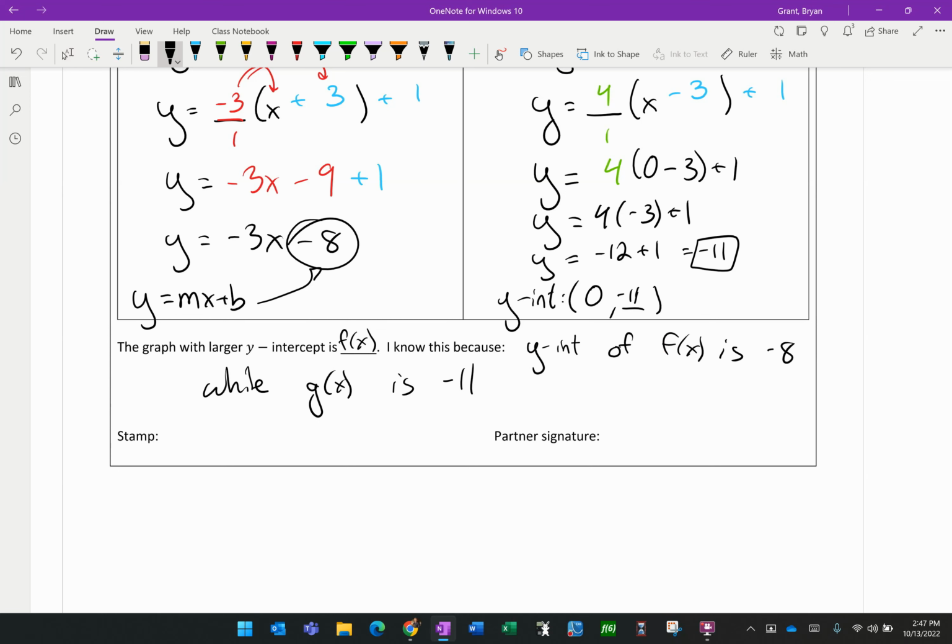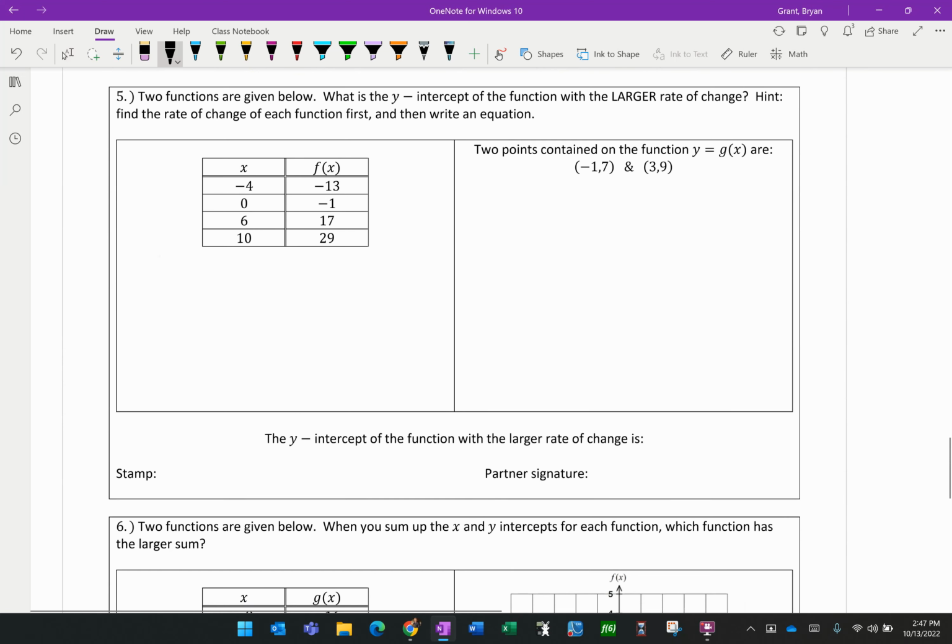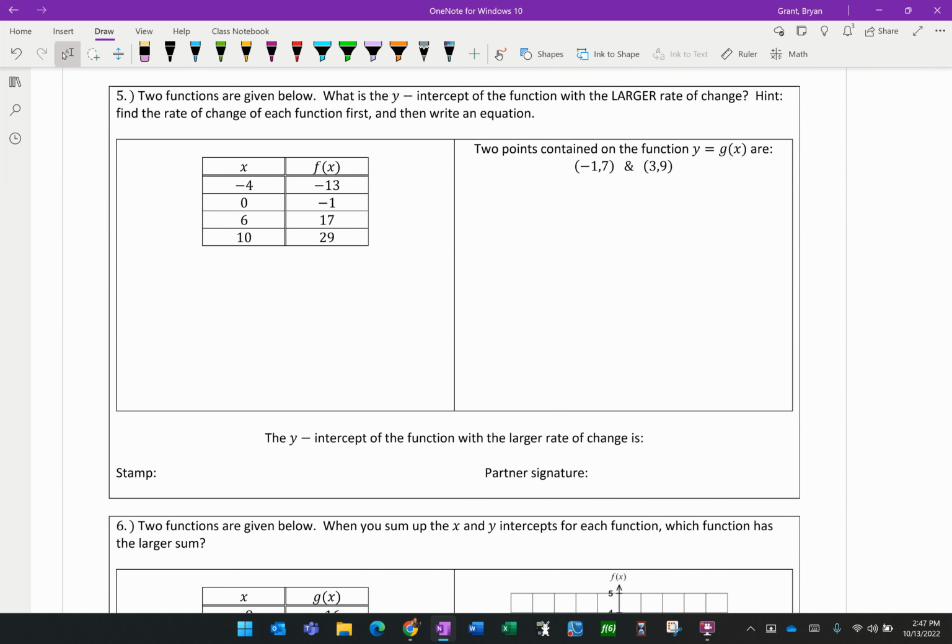Okay, at this point, you guys have 2 problems to go. Hopefully this hasn't been too terrible. So go ahead, find that next partner. This one is quite tricky. You're going to probably need a little bit longer on this, but we need to find the y-intercept of the function with the larger rate of change. Whoa, Nelly. Right? And there's a hint here, though. Find the slope of each function first, and we've done slopes before, and then write an equation.